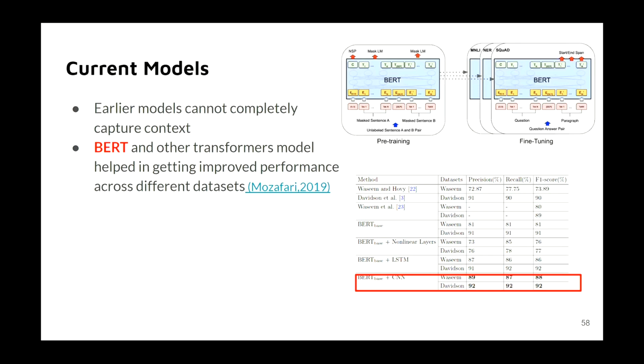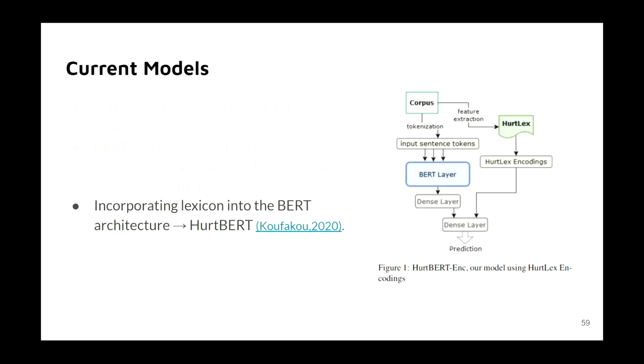In this paper, along with the pre-trained embedding from BERT, they also tried CNN and LSTM and found that this further helped to improve the state of the art performance. Many other papers tried to introduce lexicons into the BERT architecture. So here you see they use a specific lexicon known as HurtLex and generate one-hot encodings of this, and finally use them in the dense layer.